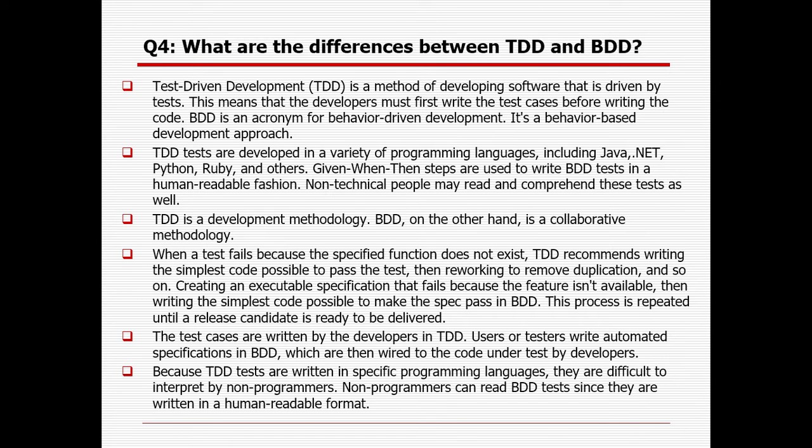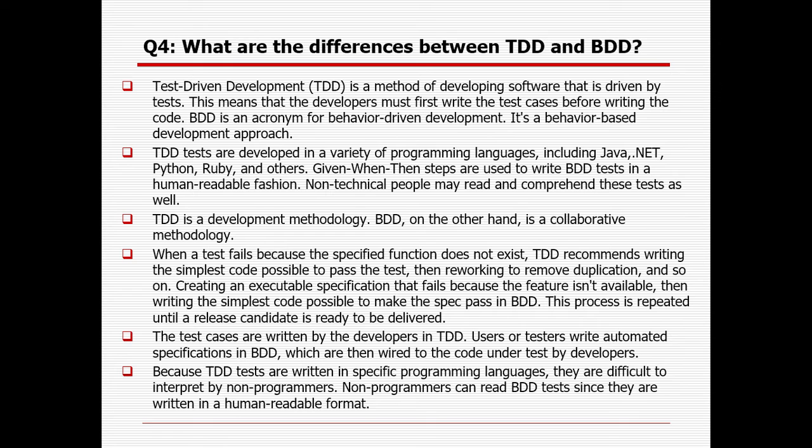Then what are the basic differences between TDD and BDD? TDD is a method of developing software that is driven by tests. This means that the developer must first write the test cases before writing the code. BDD is an acronym for behavior driven development. It is a behavior based development approach.